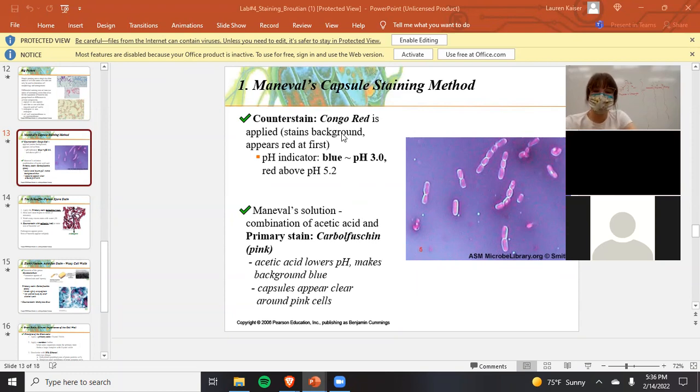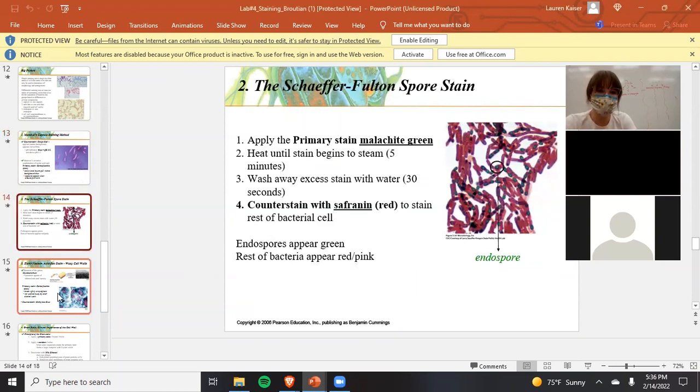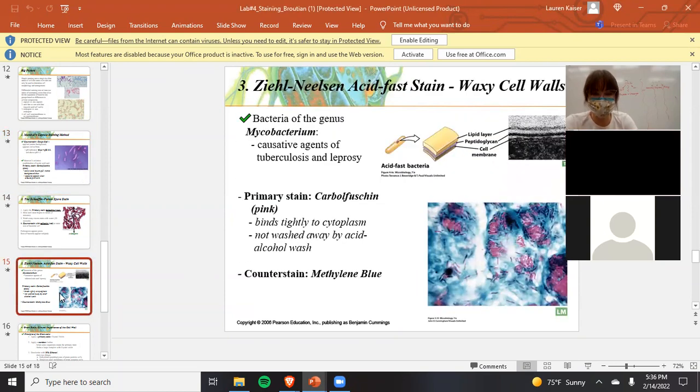So I really don't like how this is set up, because the primary stain is first, but it's the second on the list. So just make sure you know what the primary and counterstain is for the Ziehl-Neelsen, for Schaefer-Fulton, and for our Gram stain.